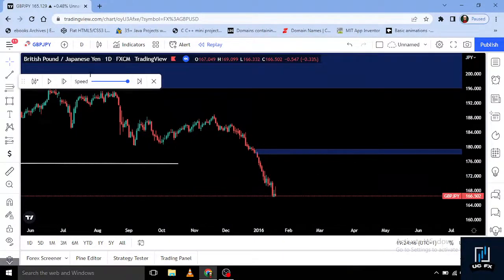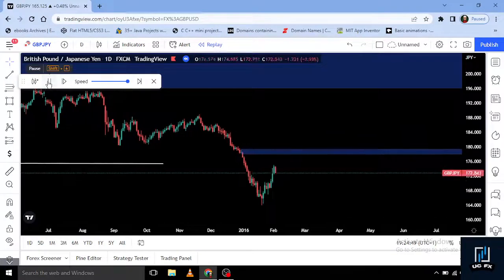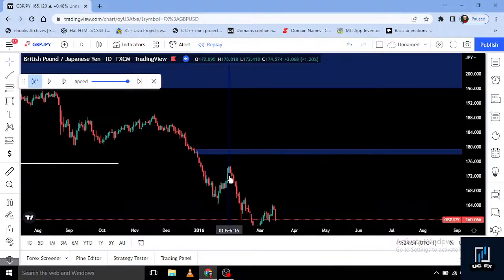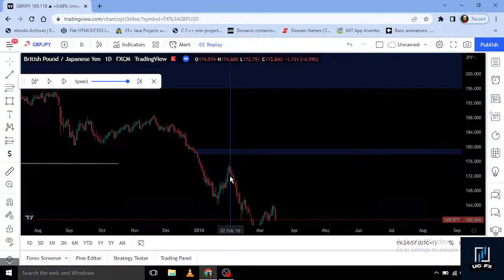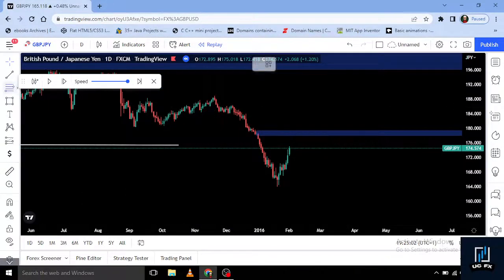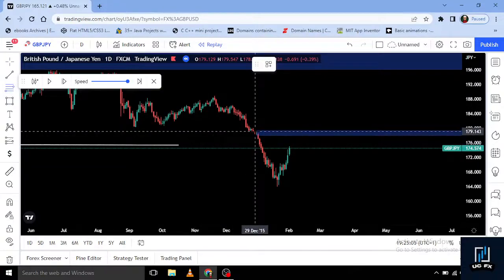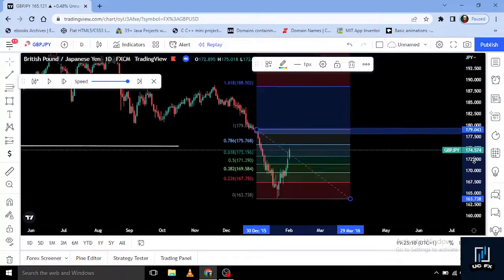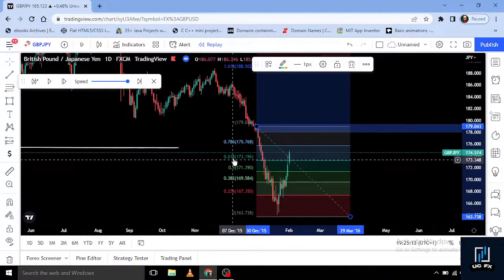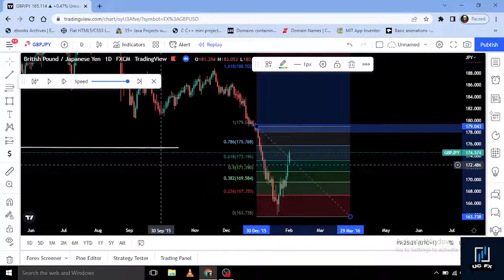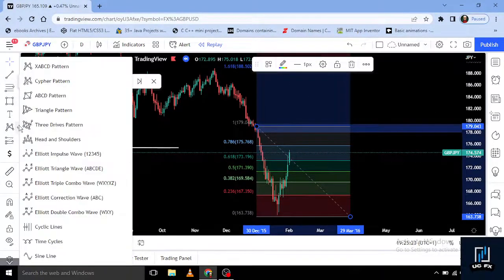So let's see what the market does. Yeah, let's replay that. So right inside this zone, let's take our Fibonacci to know where price is. Yeah, as you can see, price is right inside our discount level, the 0.618 and the 0.78 of the Fibonacci level. So we are interested in selling from this point.